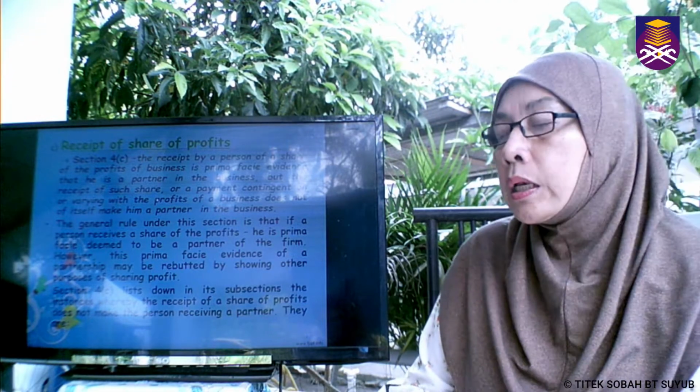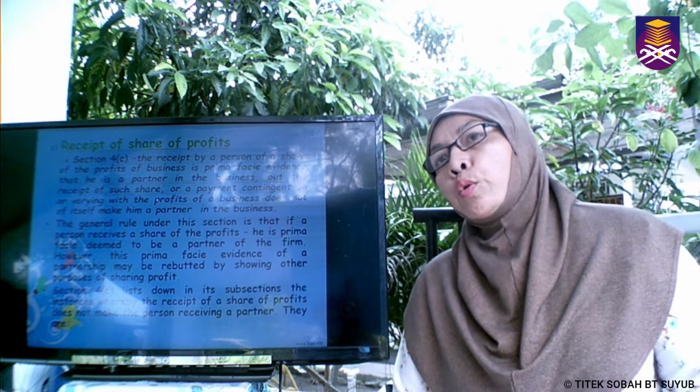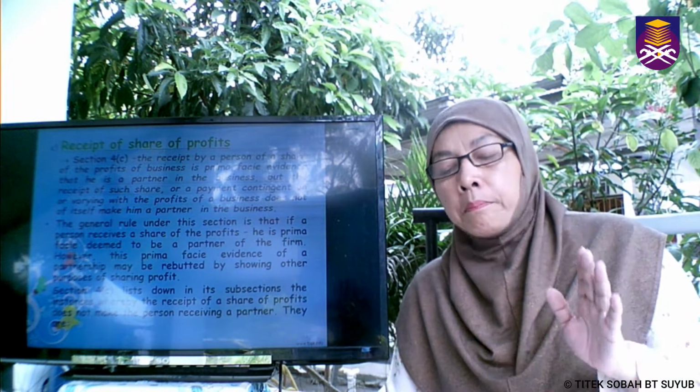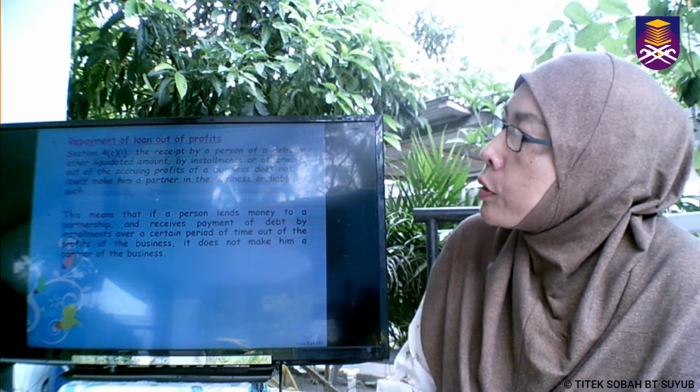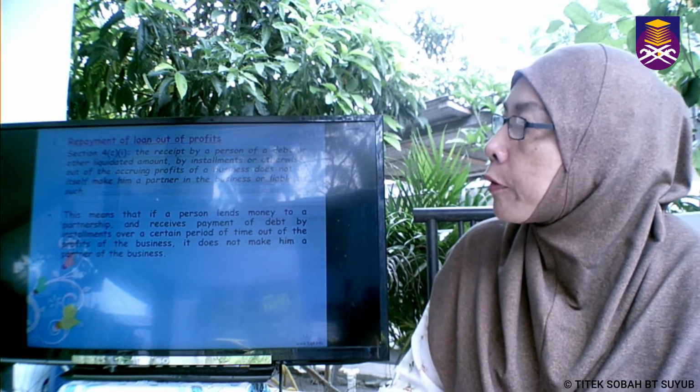So let us look at section 4C. Under section 4C, it lists down the detailed situations whereby sharing the profit does not mean they are actually partners. So let us have a look at 4C(i) first, the repayment of a loan out of profit.